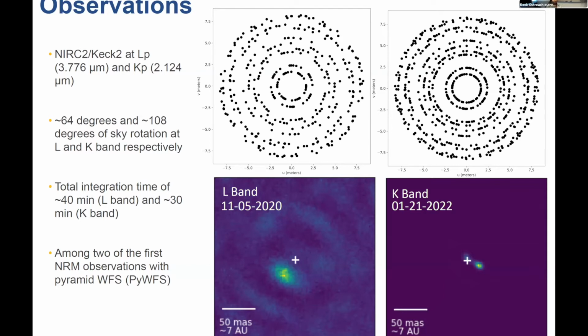So we take our two observables, our closure phases and our squared visibilities, and we use those to reconstruct the images, which are shown here in the bottom panels. The starlight from the primary star is suppressed and marked with these plus signs.